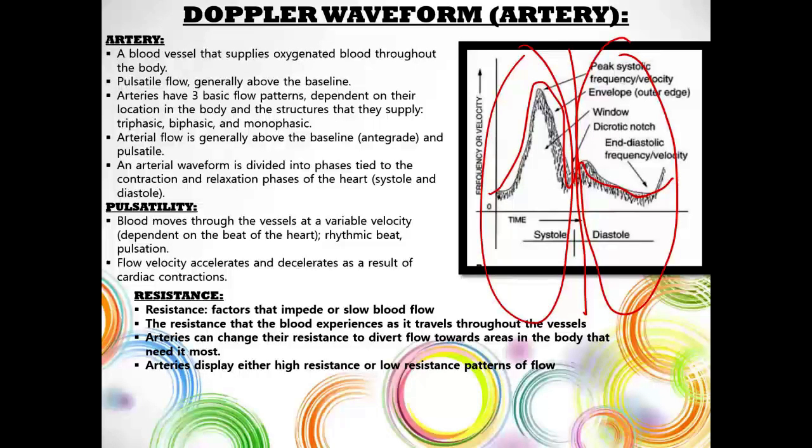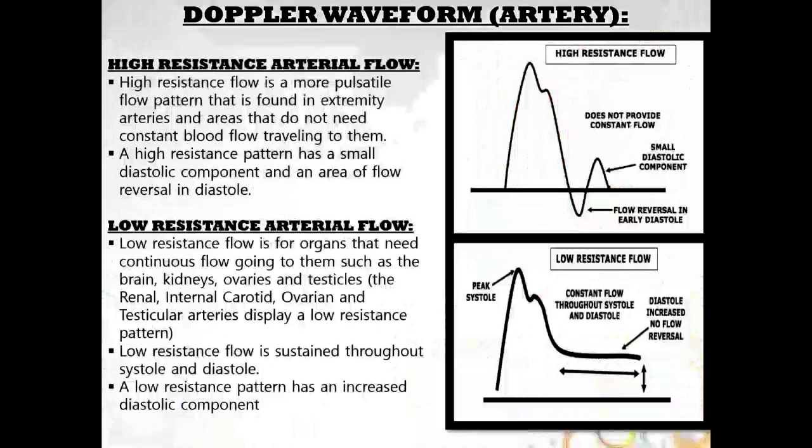We also talk about resistance. Resistance is factors that impede or slow blood flow, the resistance that blood experiences when it travels through the vessels. So as blood flow travels through the vessels, there's resistance on these vessels. The good thing about arteries is they can change their resistance, and they change how much resistance is to an area in order to divert flow towards areas in the body that need it most. So arteries are always going to either have a high resistance or a low resistance pattern of flow, and this is how much resistance is going towards that vessel.